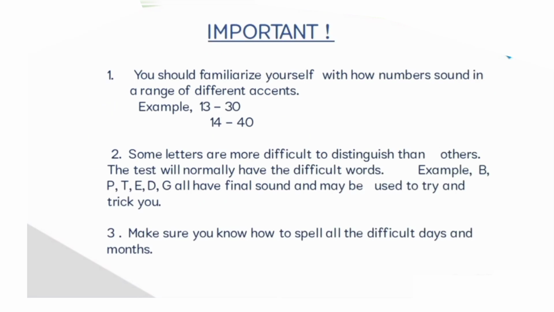You should familiarize yourself with how numbers sound in a range of different accents. Example, 1330, 1440. Second is, some letters are more difficult to distinguish than others. The test will normally have the difficult words. Example, B, P, T, E, D, G all have a similar final sound and may be used to try and trick you. Make sure you know how to spell all the difficult days and months.